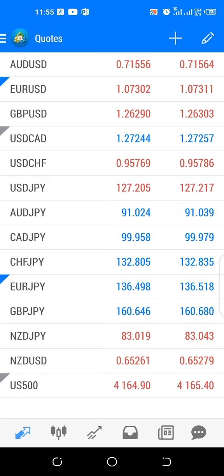So today we'll be looking at a few charts to see the potential move of the market for this week, what was done last week, and what could be done this week for the market price movement.